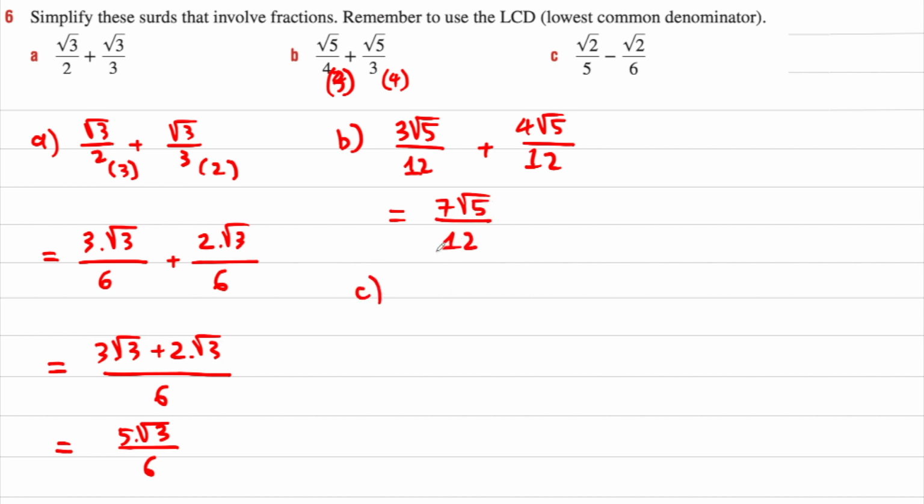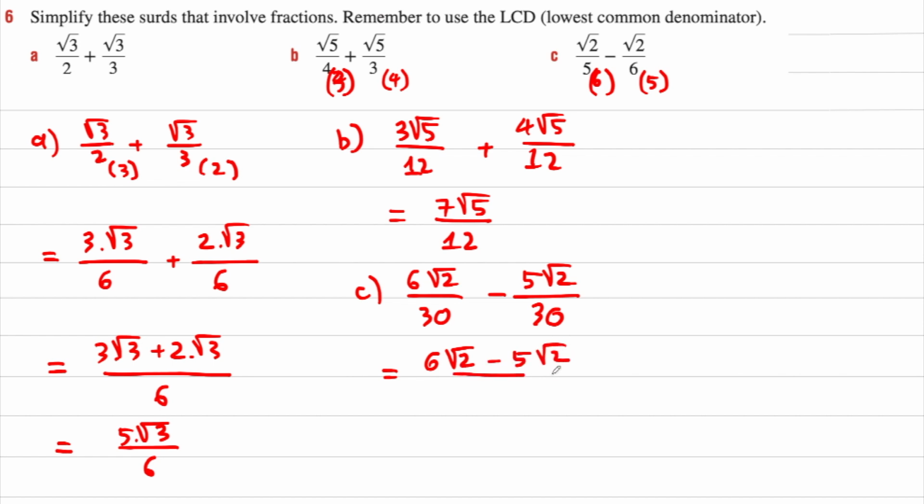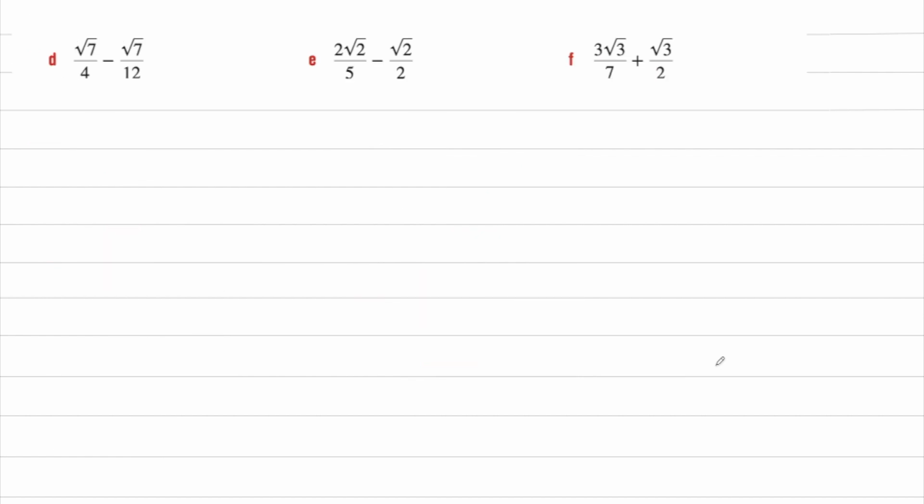And the next, you have 5 and 6. Here is 6 and here is 5 inside the bracket. 6 square root 2 over 30 minus 5 square root 2 over 30. So 6 square root 2 minus 5 square root 2 over 30, and then square root 2 over 30. That is question C.